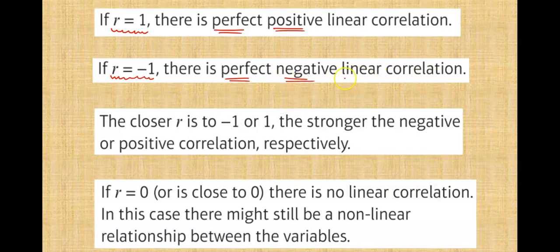When we are talking about linear correlation, in the calculator option we are going for y equals a plus bx, which I'm going to tell you in the next slide. The closer R is to -1 or 1, the stronger the negative or positive correlation respectively. If R is equal to 0, then there is no linear correlation. In this case, there might still be a non-linear relationship between the variables, but in this topic we are just focusing on linear correlation. I hope this is clear now.